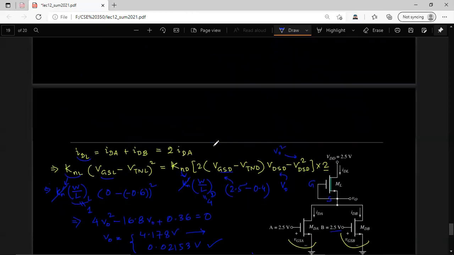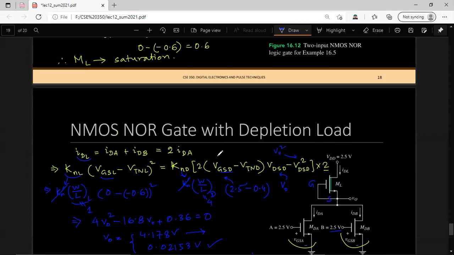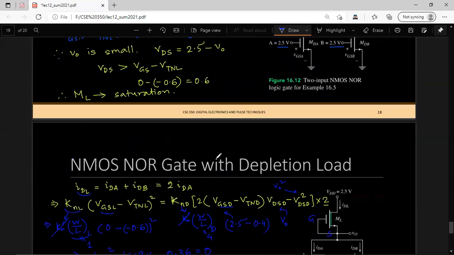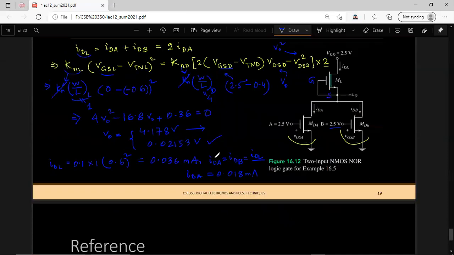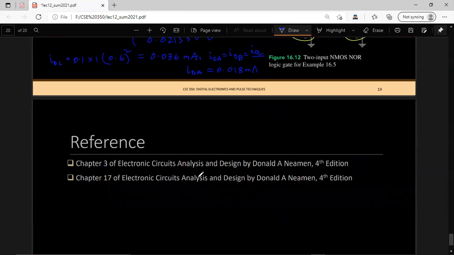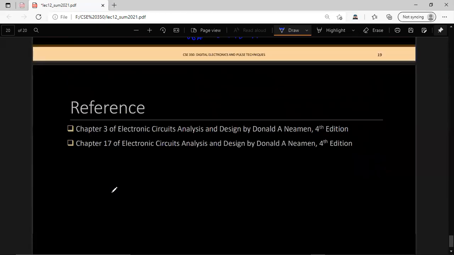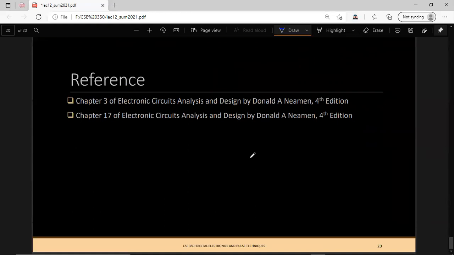Okay. So that concludes the discussion about mainly the NMOS families, and the same goes for the PMOS families. In our next lecture, lecture 12, we are going to discuss the typical CMOS families. For this discussion, we have used these two chapters from Neamen's book. You can find Neamen's book in the course handout section of our backspace. So that's all from us today. Thank you for listening.